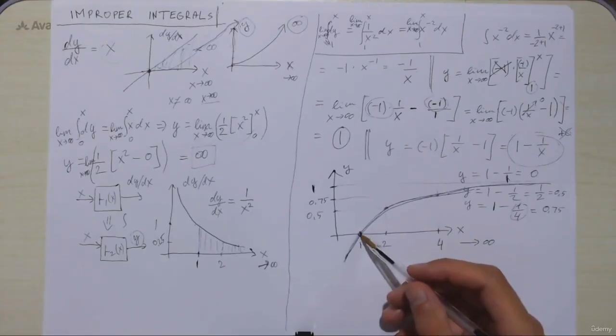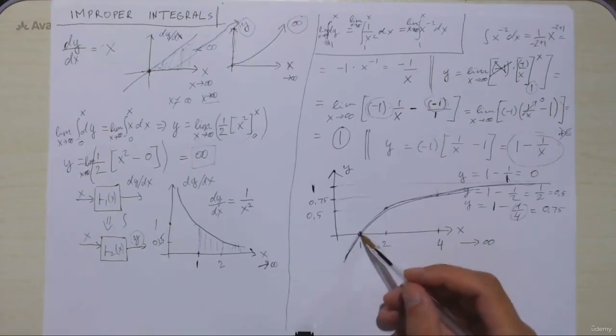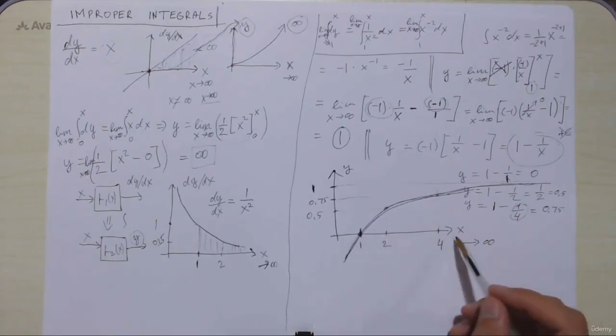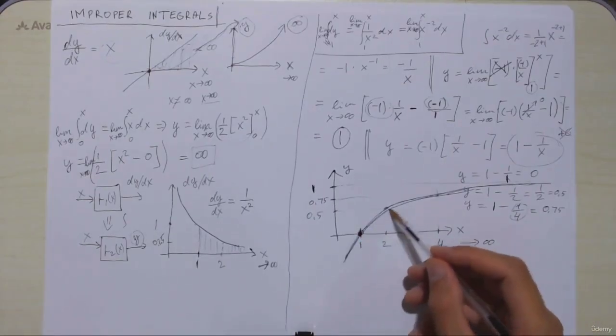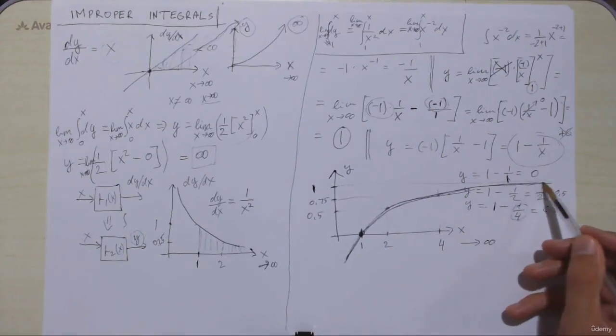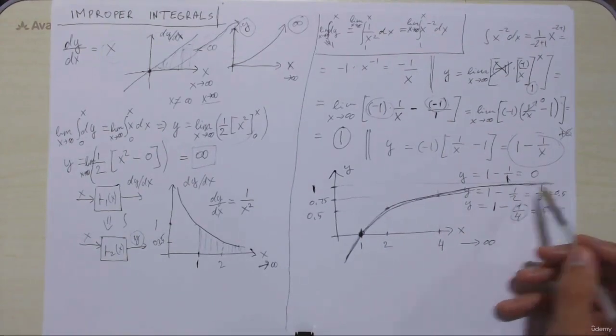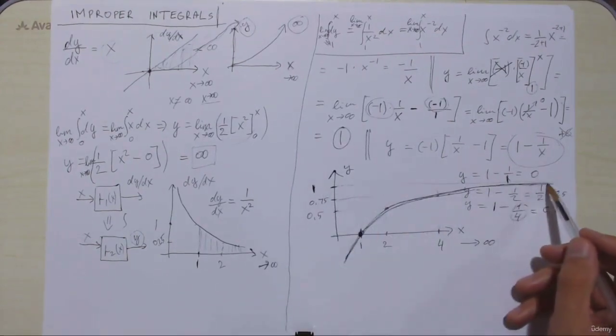And of course, this function would continue also below 1. When your x is smaller than 1, then your function would be here. But we only consider from 1 up until when x approaches infinity, right? So we start from here, and then we simply approach 1 like that all the time.